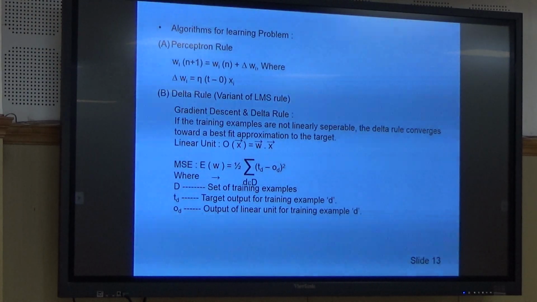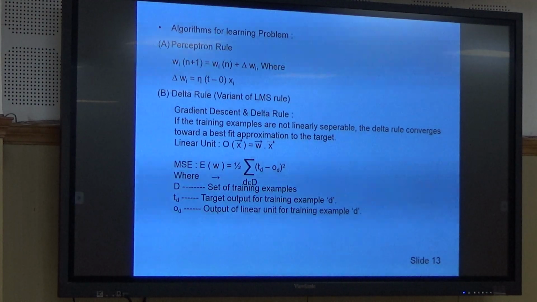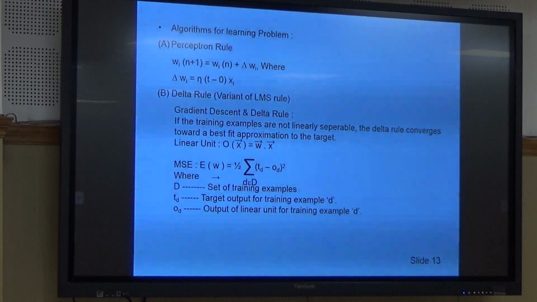So the next question is, if the training examples are not linearly separable, we do the best we can. So the natural question is, what do we mean by best? So we introduce some error measure in classification. Suppose capital D is the set of training examples, t_d is the target output for training example d, and o_d is the actual output of the linear unit for training example d.